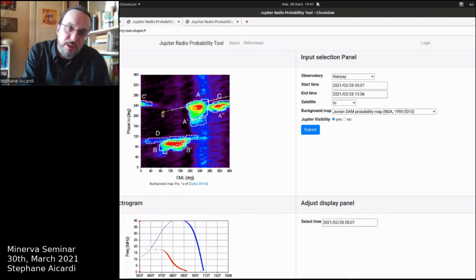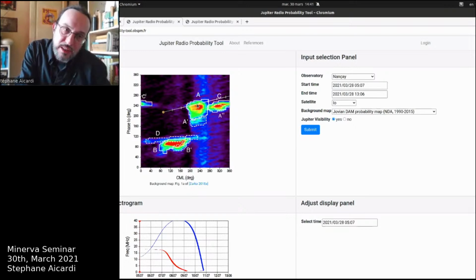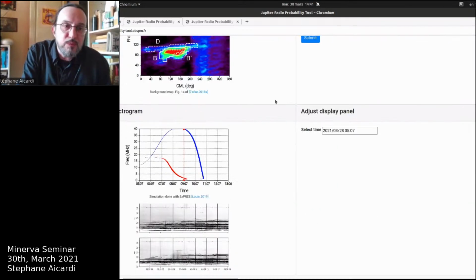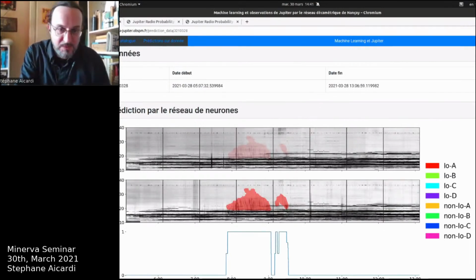So we see the trajectory from the Jupiter in this diagram. Here we have the CML, that's the longitude of Jupiter, and here the phase of Io. And we see that at some point, Jupiter should be in the range of IOA, and that's exactly what my model predicted. So that seems fine.